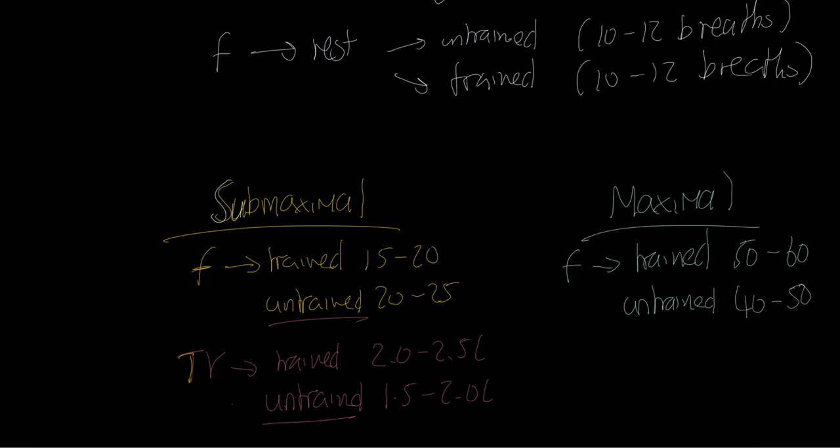Meanwhile, if we start to think about our tidal volume again, for our trained, we're going to be expecting this to be in the region of 3 to 4 litres. That's meant to be a decimal point there. 3 to 4 litres tidal volume, and for our untrained, we would expect this to be in the region of 2 to 3 litres. And again, you do the same thing.